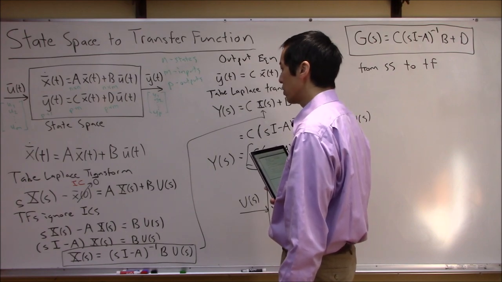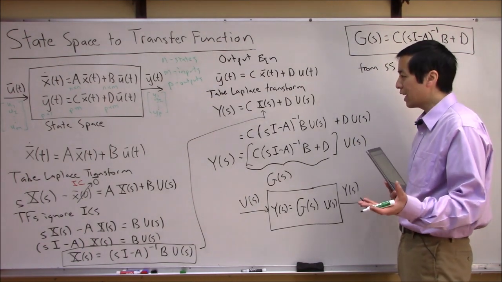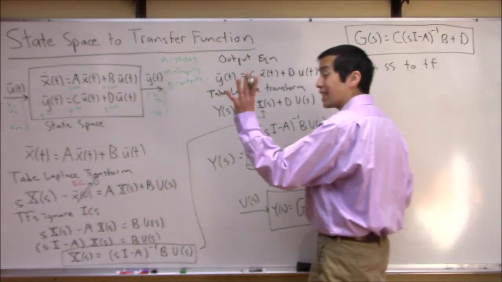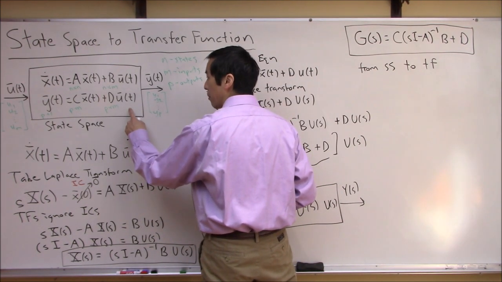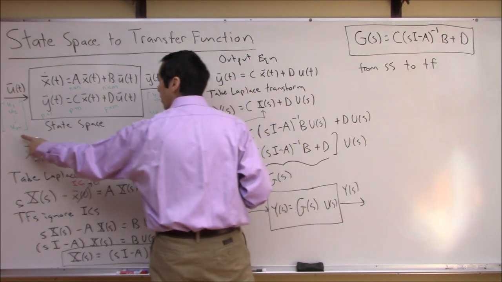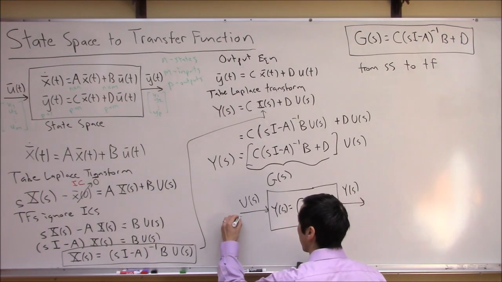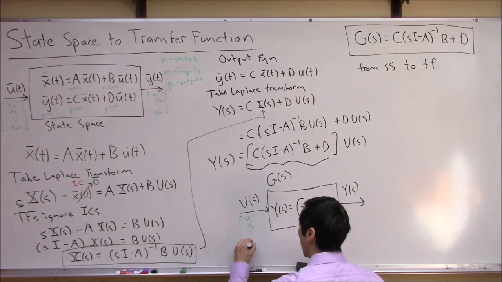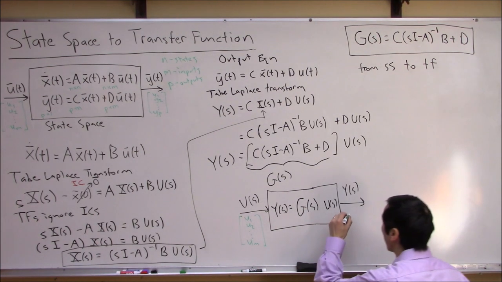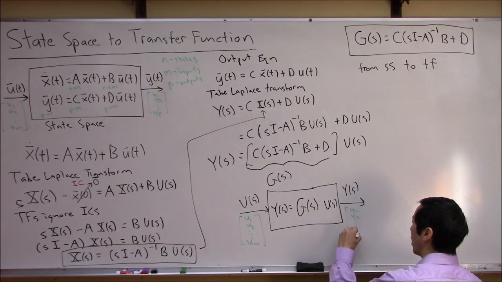That's the dimensions. Now, this transfer function representation is just a different representation of a similar dynamic system. It still has to have M inputs and P outputs. So this U here is still U1, U2, all the way down to UM. And the output is also Y1, Y2, all the way down to YP.